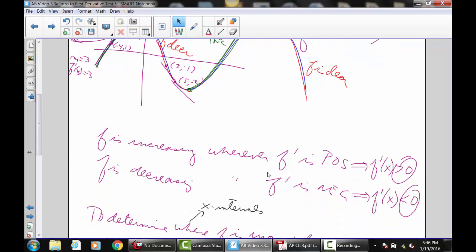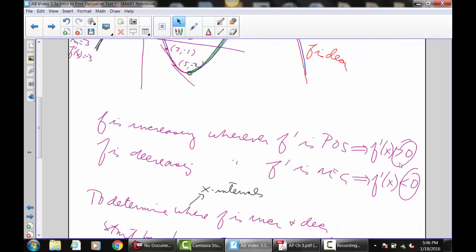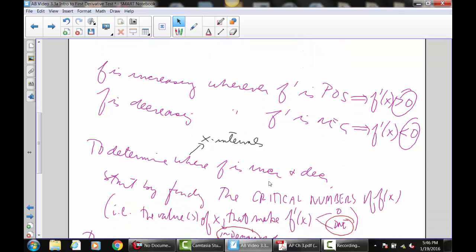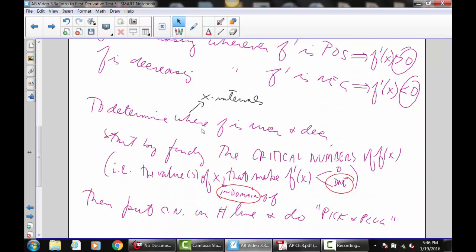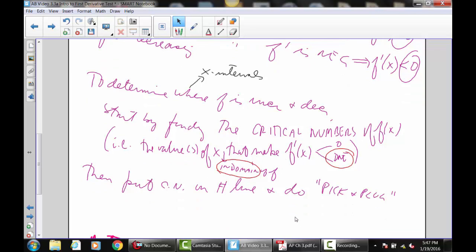Okay, so f is increasing wherever f prime is positive, which means bigger than 0. f is decreasing wherever f prime is negative, which means f prime is less than 0. So obviously, if we want to know where it's bigger than 0 or less than 0, we're going to start by finding out where it is 0. To determine the x intervals where f is increasing and decreasing, you start by finding the critical numbers of f of x, i.e., as you remember, the values of x in the domain of f, that's important, that make the first derivative 0 or does not exist.